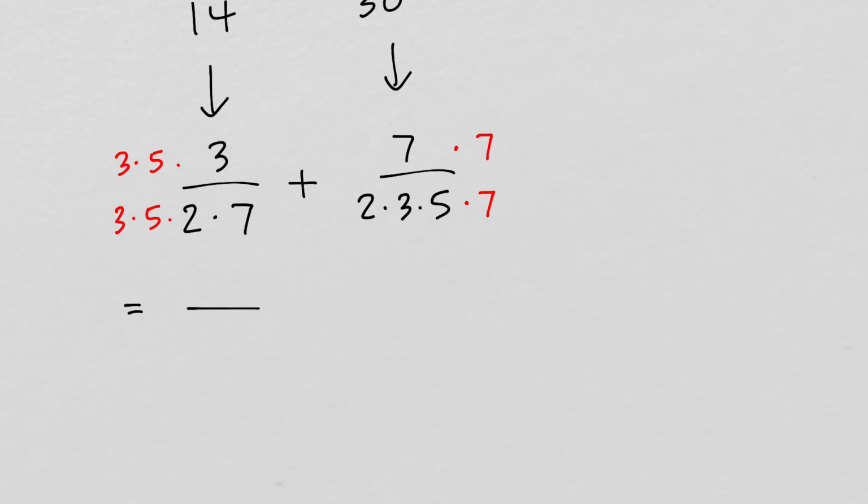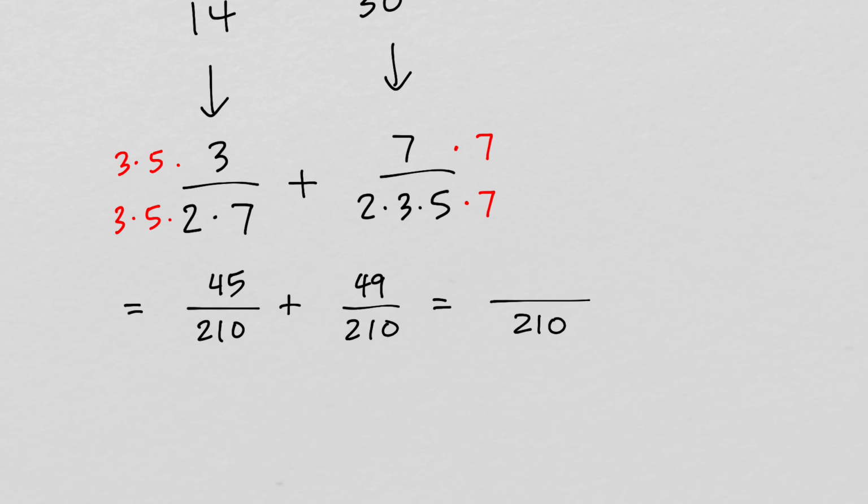So this fraction here becomes 3 times 5 times 3, which is 45 over 210. And the second fraction becomes 7 times 7, which is 49 over 210. Our common denominator comes into the answer, and then we simply add 45 plus 49, which is 94. Okay, so our answer is 94 over 210.